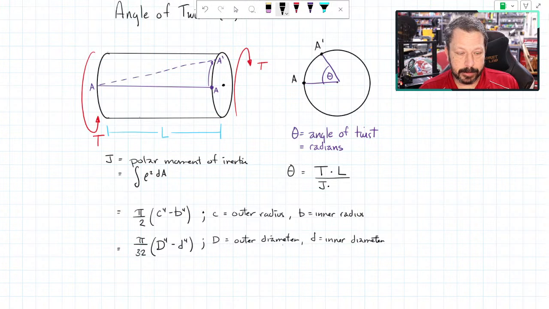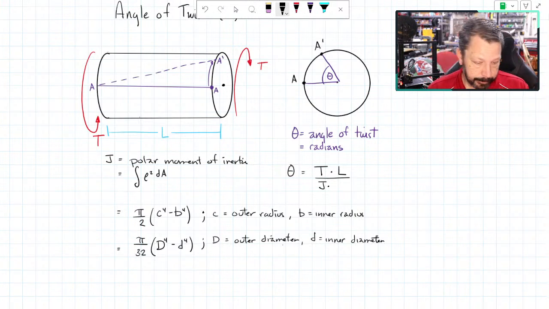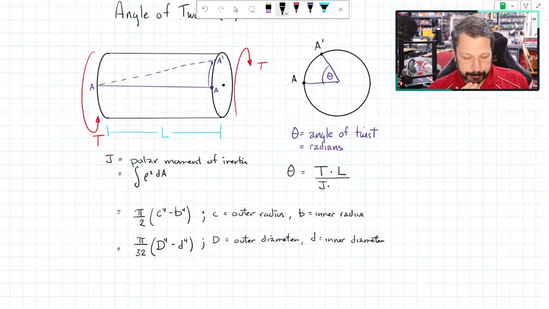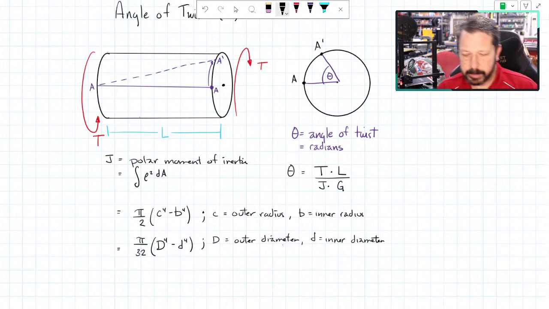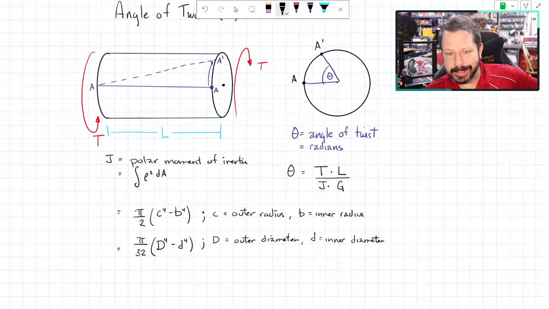You could calculate using the radius or the diameter, but a lot of times it's just simpler to stick with the diameter. But you do have to change your equation to pi over 32 instead of pi over 2. Let's see. One more part of our equation: TL over JG. We have not used G very much, if any, at all.